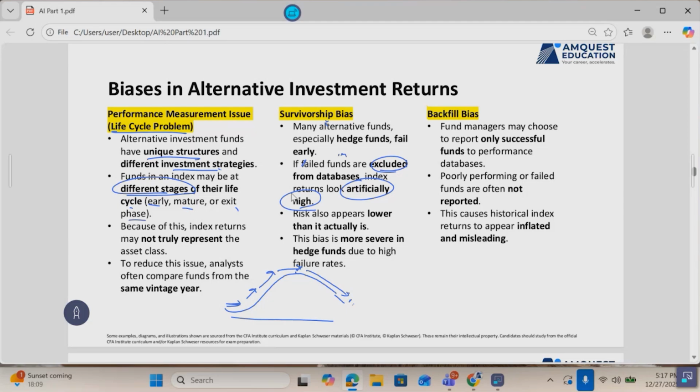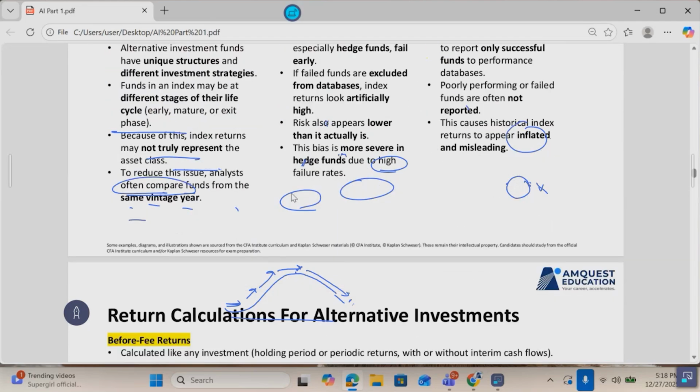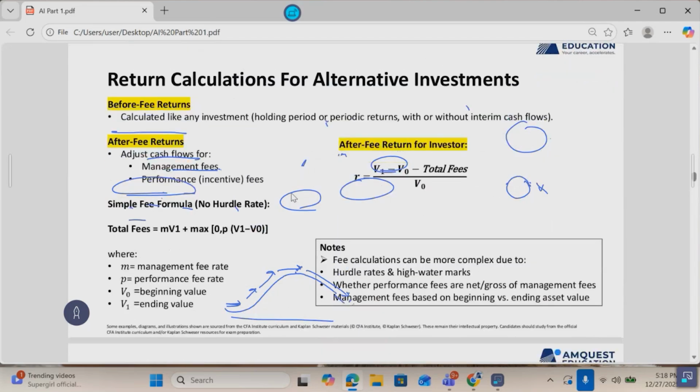Okay, then backfill bias. What is backfill bias? They may choose to report only successful funds. They may try to fill the data backwards and say, fine, this is what it depicted. So the fund will choose to report only the successful ones and remove the ones that were not doing too well. They will go and fill it back. Poorly performing or failed funds are not reported. So this is the backfill bias. Any questions?